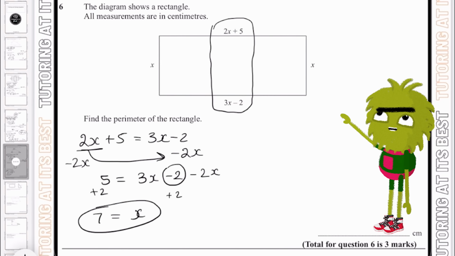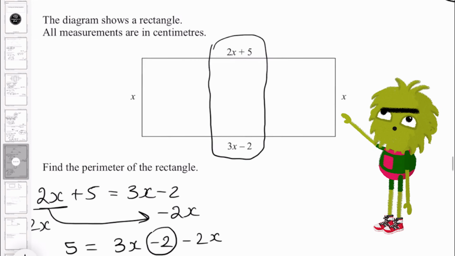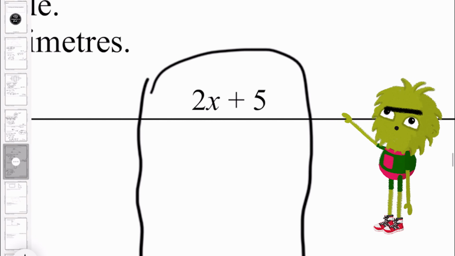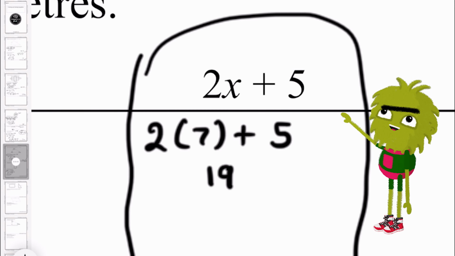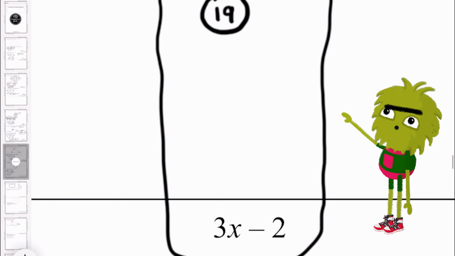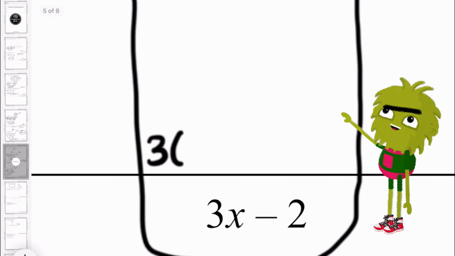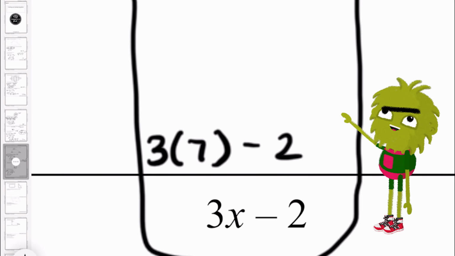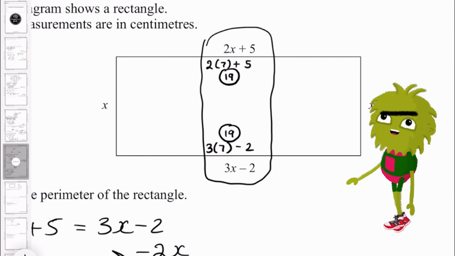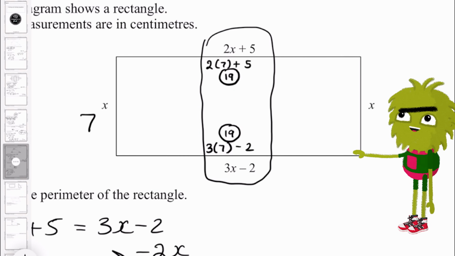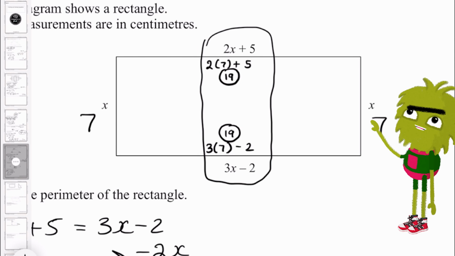I will then go ahead and substitute the value of x into the equation. If we zoom in here, you will now be able to see 2 times 7 plus 5. So 14 plus 5 is 19. And we'll do the same here. 3 times 7 is 21, minus 2 is 19. Marvelous. So now we've gone ahead and done that. We know the value of x is 7, so we can write that out there.